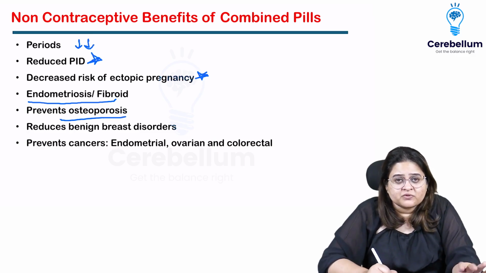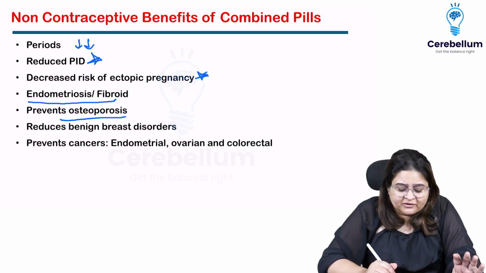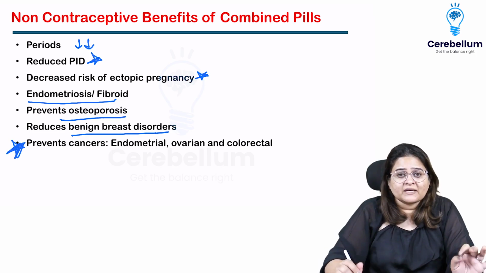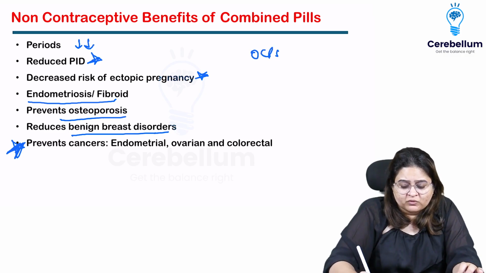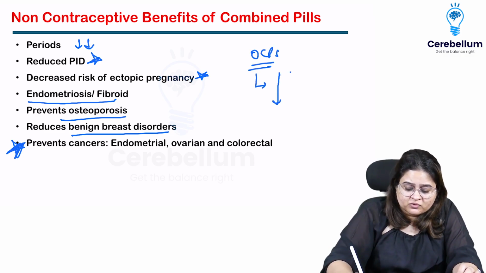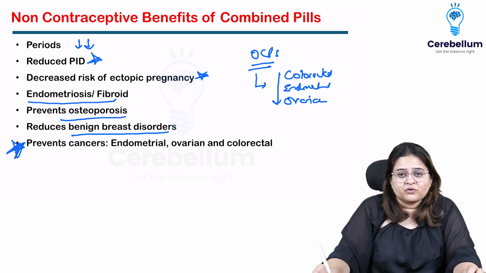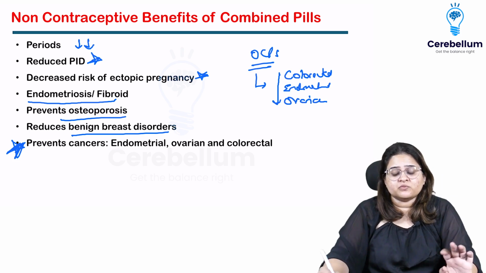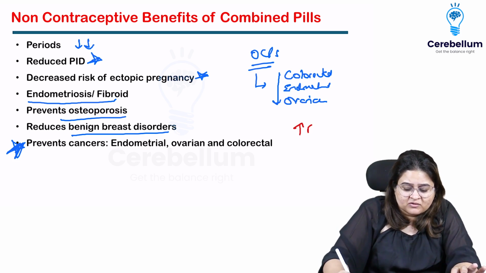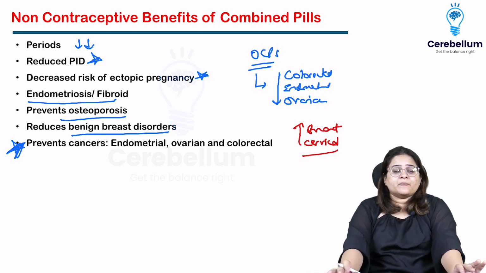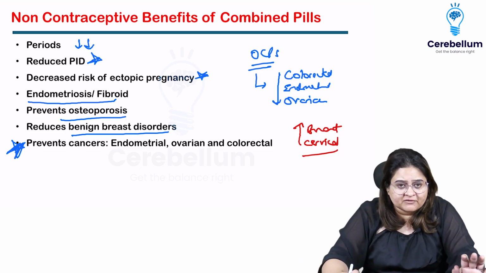It prevents osteoporosis. Remember, estrogen is good for the bones. It reduces benign breast diseases. And very, very important, which question comes is, what cancers are reduced by the combined oral contraceptive pill? It will reduce colorectal, endometrial, and ovarian. So CEO, remember, colorectal, endometrial, ovarian is going to be reduced, and increases the risk of breast cancer, and in some studies also cervical cancer is also increased. So this is what you should remember about the combined contraceptive pill.